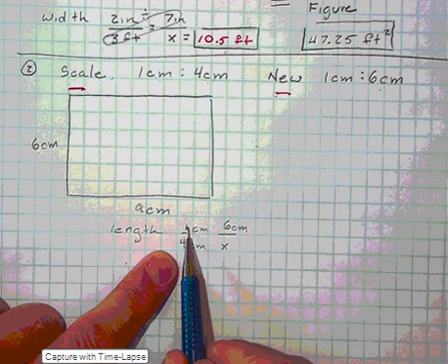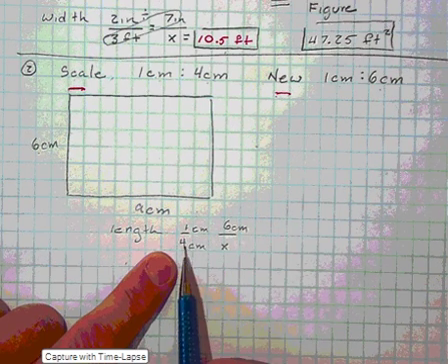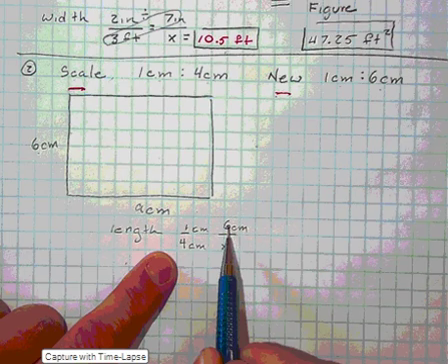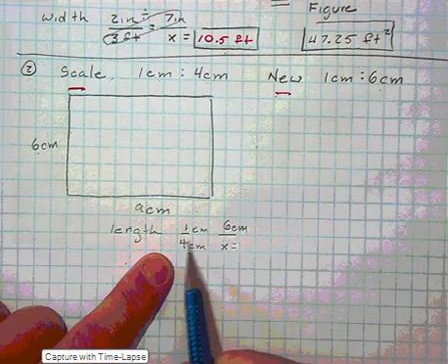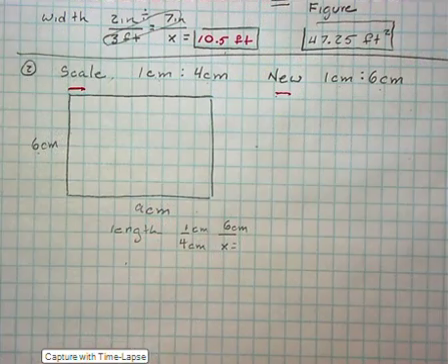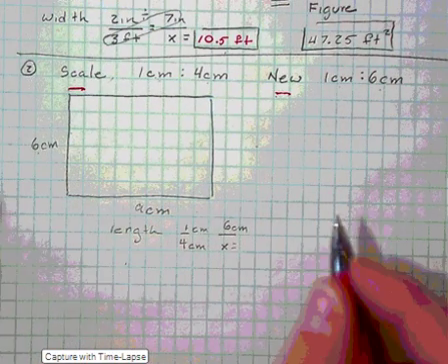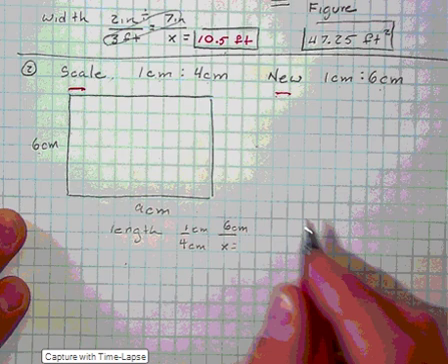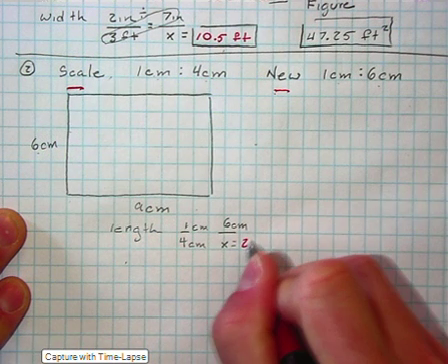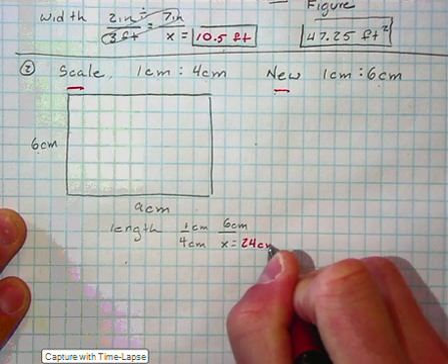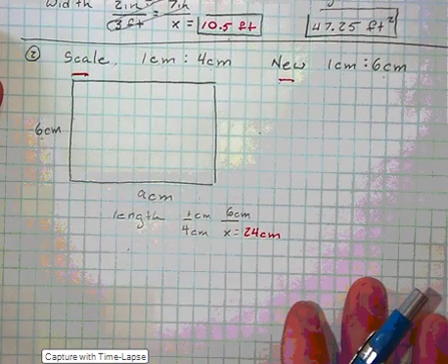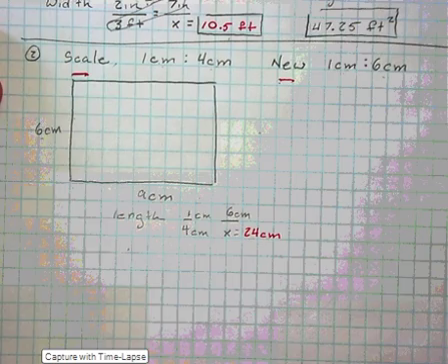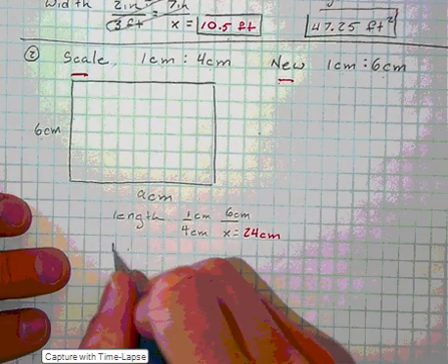Map distance on top, actual on bottom, map distance on top, actual on the bottom, multiply diagonally, divide by my leftover number. So what is the actual length of that tablet? Ty? 24 centimeters. So that is the actual length of the tablet. Now let's find the width of our tablet.